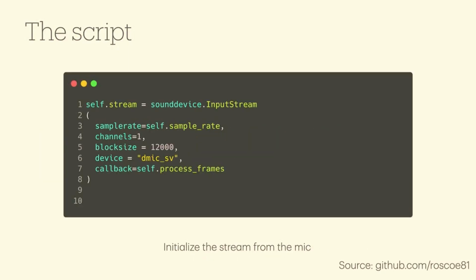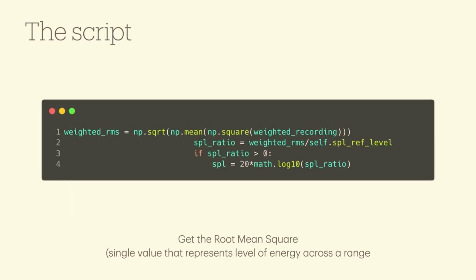So here I am setting up the input stream from the microphone and capturing that. I won't go through this in too much detail, but this is just connecting to the microphone on the sensor. And then it is a process to get to a decibel value.